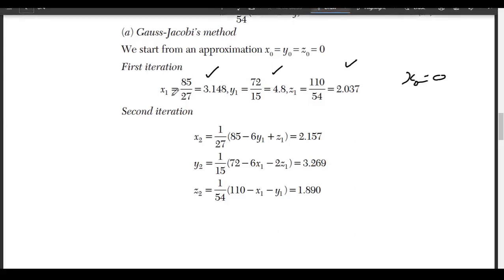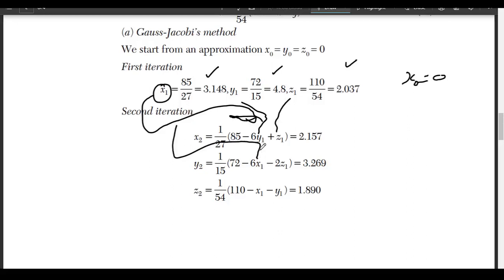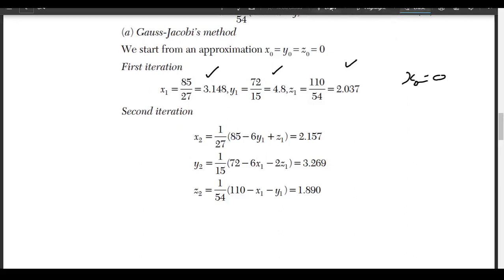Now this is the x1. This x1 we are going to put in this equation, and similarly y1. See, y1 is here and z1 is here. Similarly x1 is going to here, use it in here. Like that only we are going to use in this equation, and like that only we are going to follow the iteration. This we are going to say as the first iteration. Now this is the second iteration.